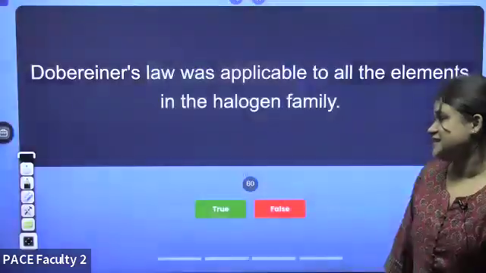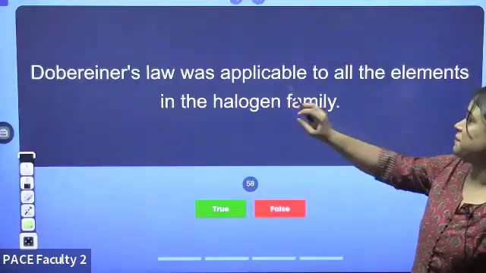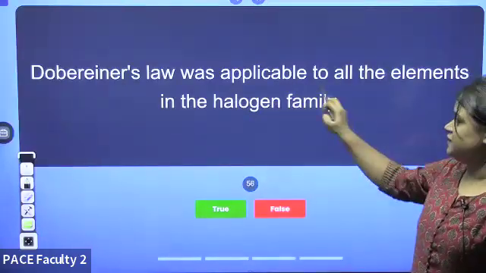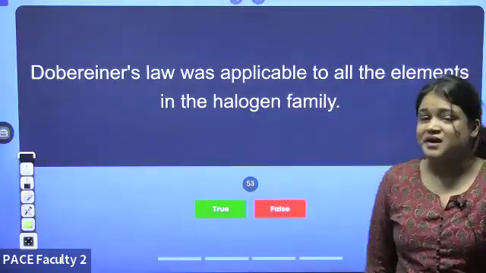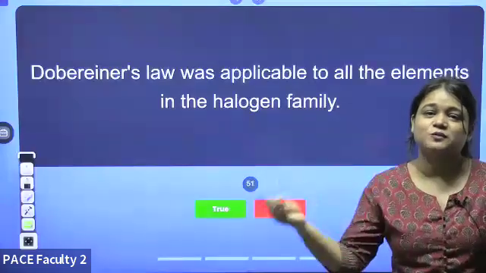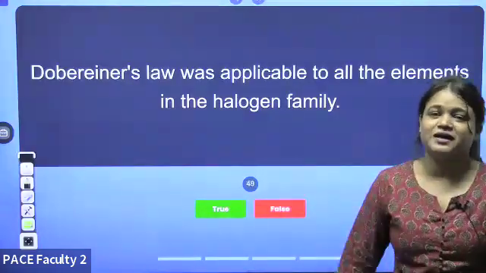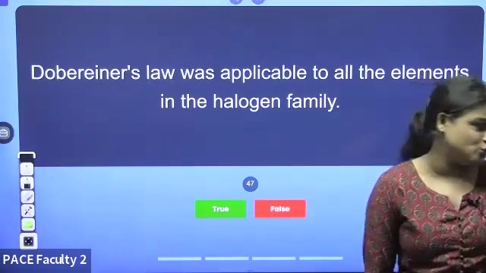Okay, let's see the next question. Daubeney's law was applicable to all the elements in the halogen family. Halogen family: fluorine, chlorine, bromine, iodine. Is Daubeney's triad applicable to all of these? True or false?